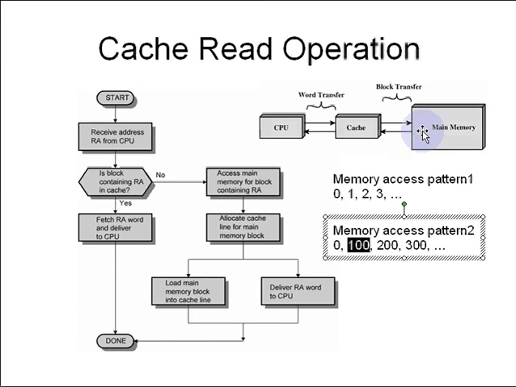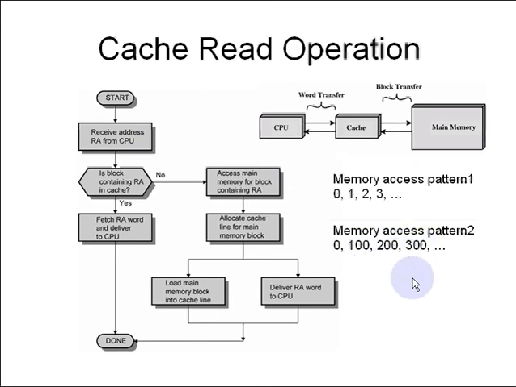We'll copy the whole block which contains memory address 100 from main memory to the cache memory. The next time we access memory address 200, again we have not copied 200 to the cache memory yet, so again we have to go to the main memory. So each of these memory accesses is a cache miss.